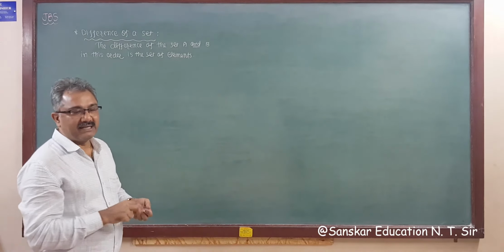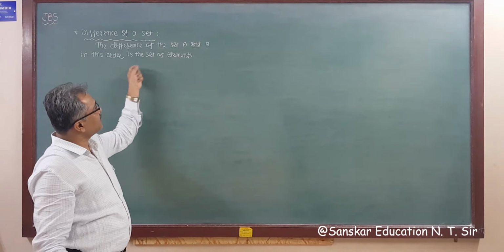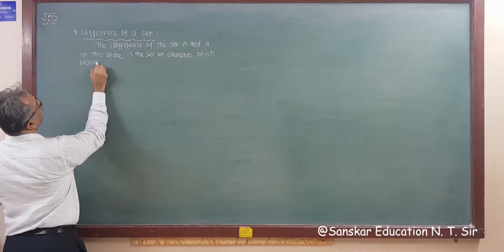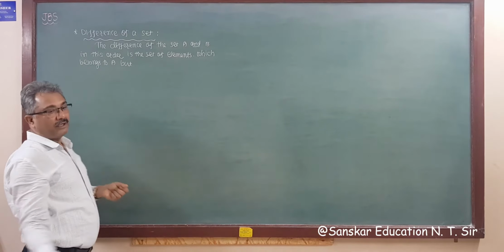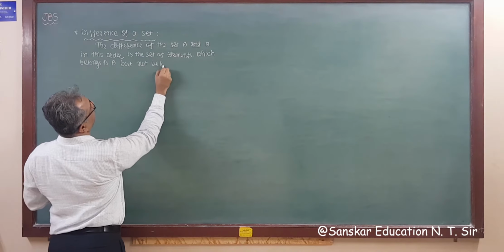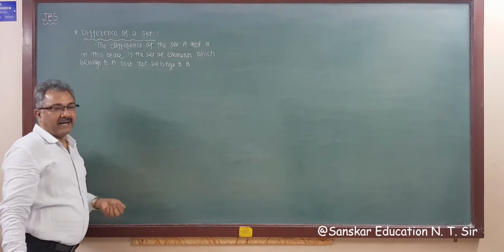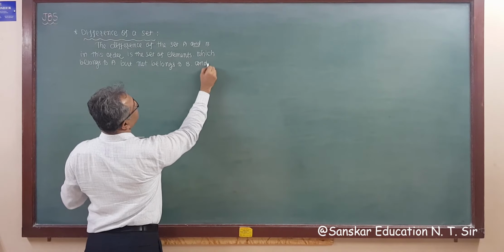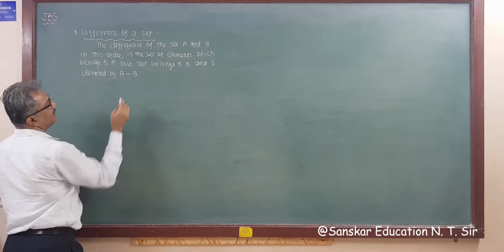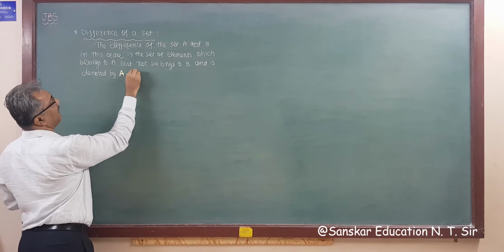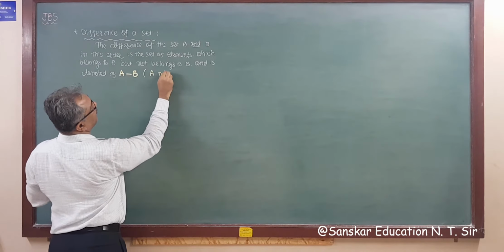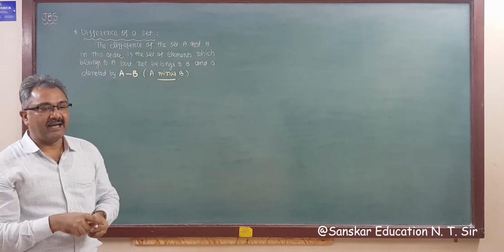is the set of elements which belong to A but do not belong to B, and is denoted by A minus B. You have to read this as A minus B.